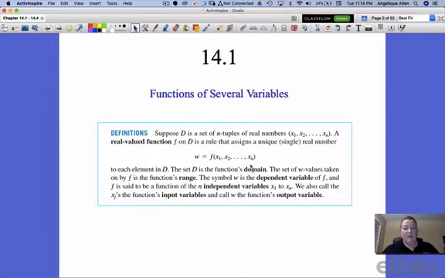So we have to deal with the concept of domain and range in here, just like in functions you're familiar with in single variable calculus. In this case, W is the dependent variable and all of the others are independent variables. And you can refer to independent as input and dependent as output variables.